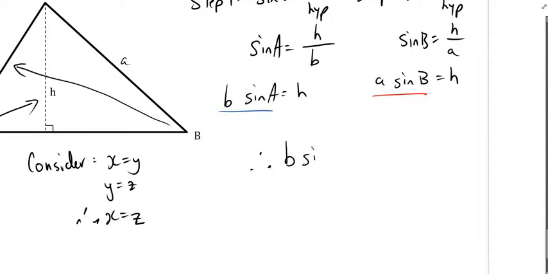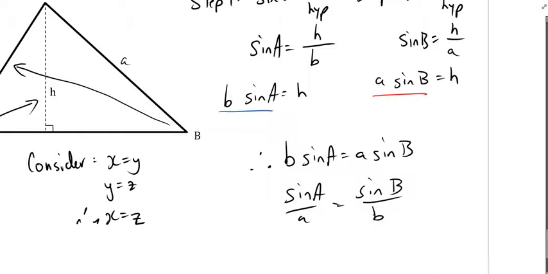So b sine A equals a sine B. I divide by b and divide by a to move those things around. Sine A over a equals sine B over b. And you could do the same thing with c and recognize that it's just true for all of them. So there's sine law. It's just a simple rearrangement of SOHCAHTOA.